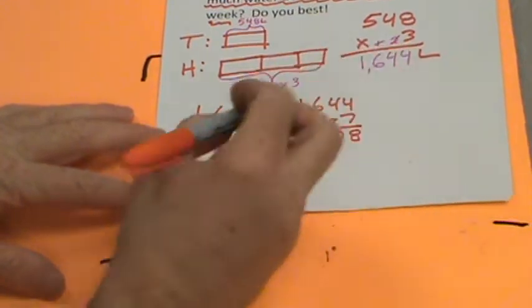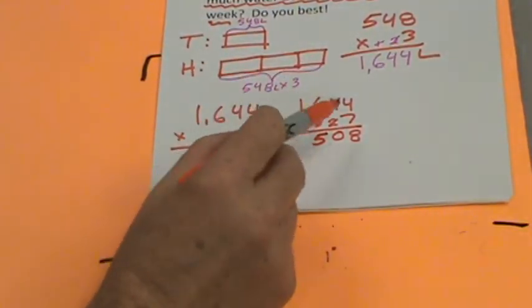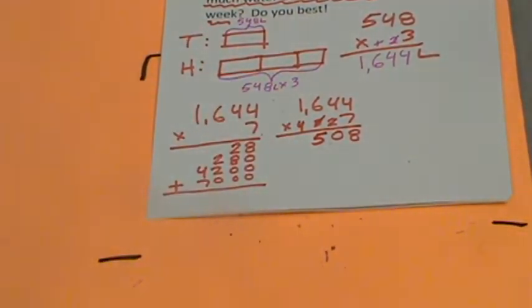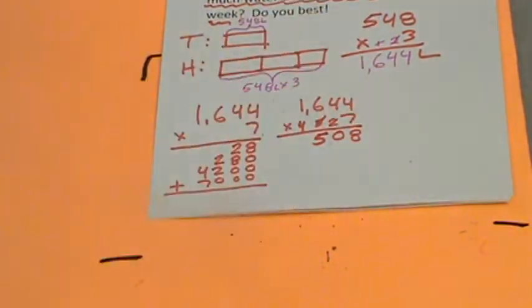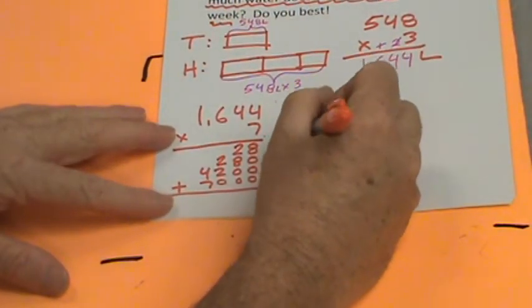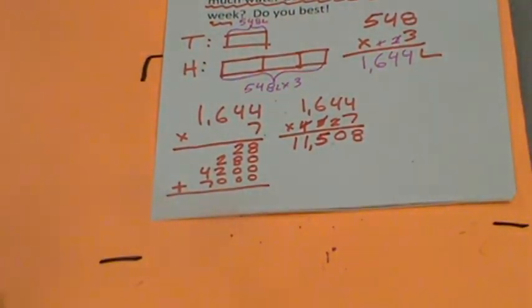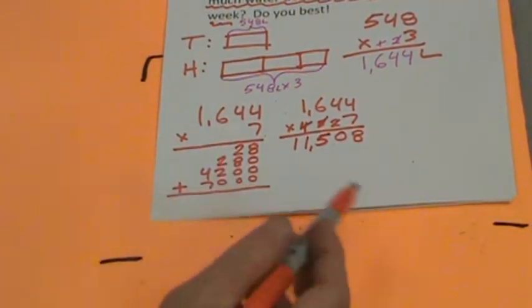Bring up the 4. And 1 times 7, in this case, actually 7 times 1,000 would be 7,000. But look, we have to add this 4,000 onto that 7,000. 7, 8, 9, 10, 11. So if we did everything correctly, this should equal 11,508.